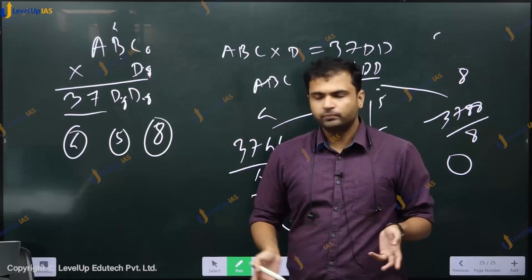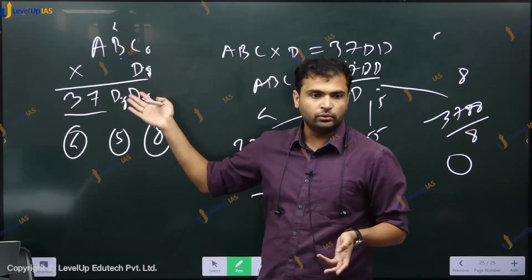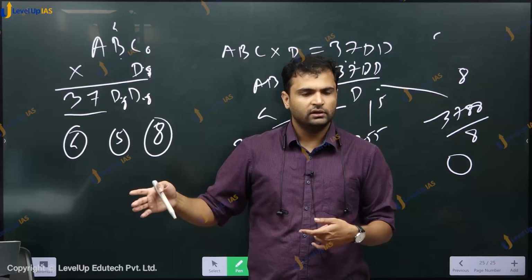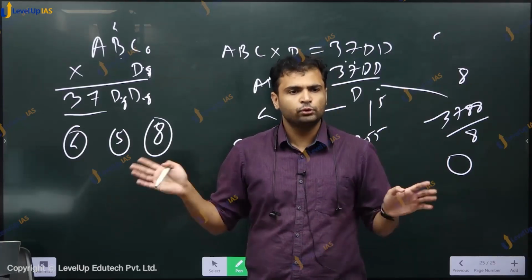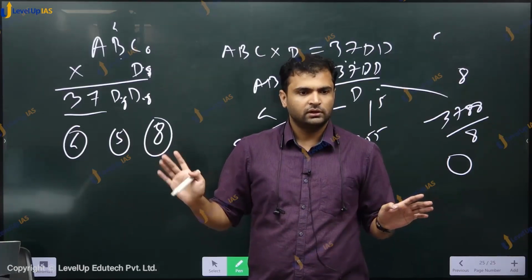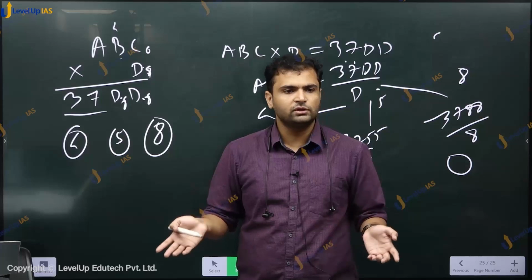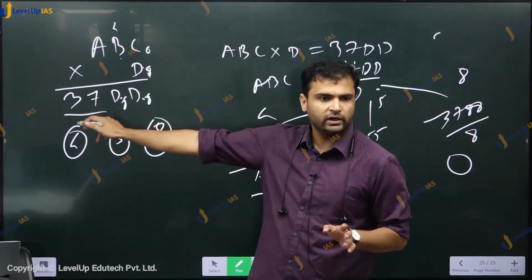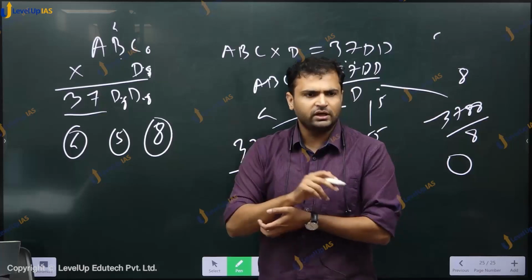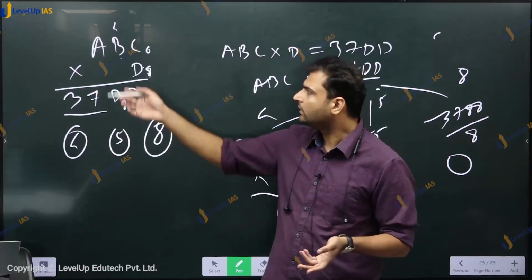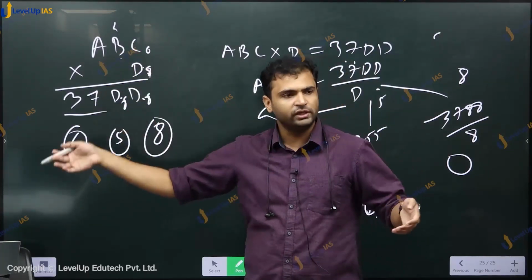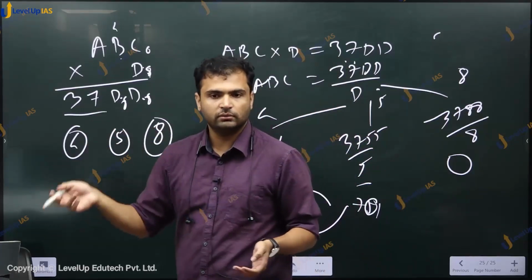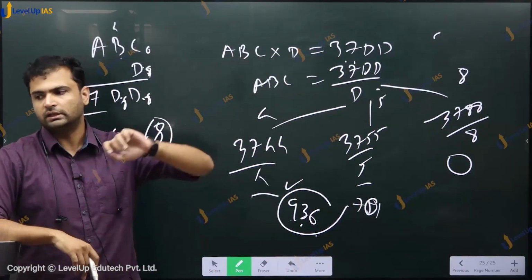Why we reject 2? 3-digit number into 2 मैक्सिमम क्या हो सकता है, 999 into 2 हो सकता है, बट वो 1000 into 2 से छोटा होगा, मतलब 2000 से छोटा होगा, बट ये 3000 से बड़ा है. We reject 2. Similarly, for 3 we reject because वो 1000 into 3 से छोटा होगा, which is 3000, but ये 3700 is a bigger number than 3000.